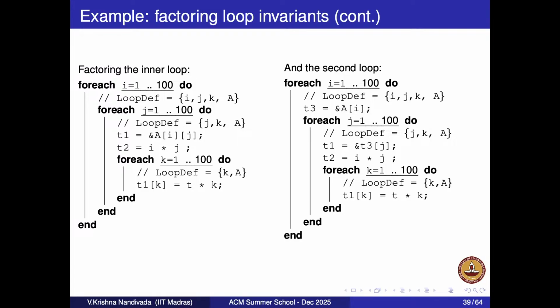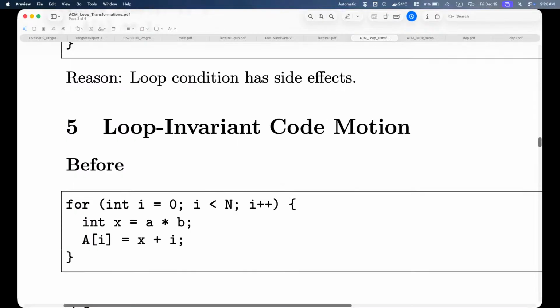Let's look at one more example. Look at this example. Discuss with your friend and see if there is any loop invariant. Talk to your neighbor if you want. Should be very quick.